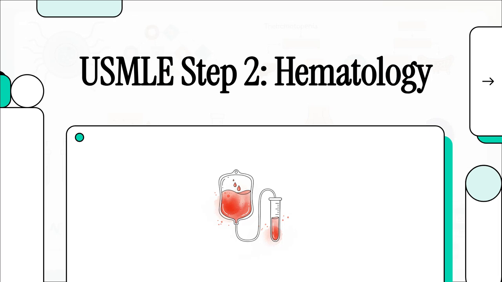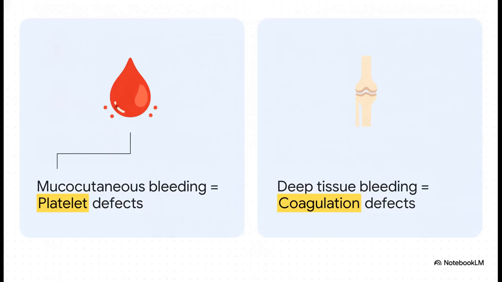All right, let's jump straight into high-yield hematology for Step 2CK, specifically tackling hemostasis, coagulation, and transfusions. We're going to dive right into differentiating bleeding patterns. When you're looking at a bleeding patient on the exam, your absolute first move is to triage based on the bleeding pattern. It's incredibly straightforward.